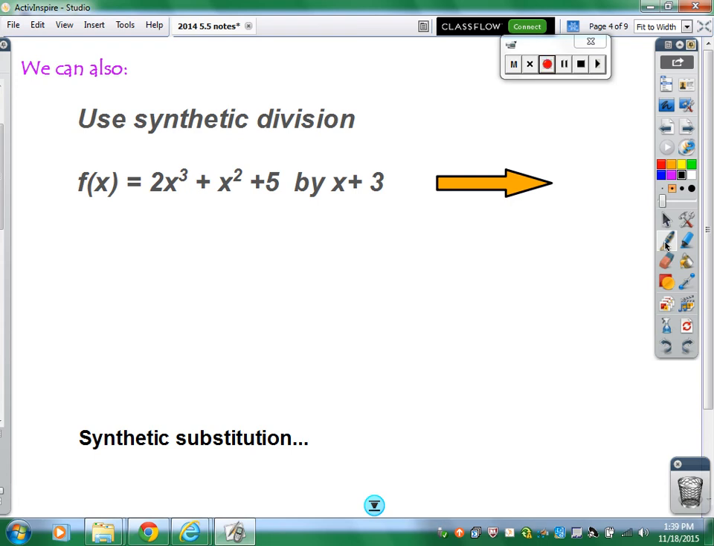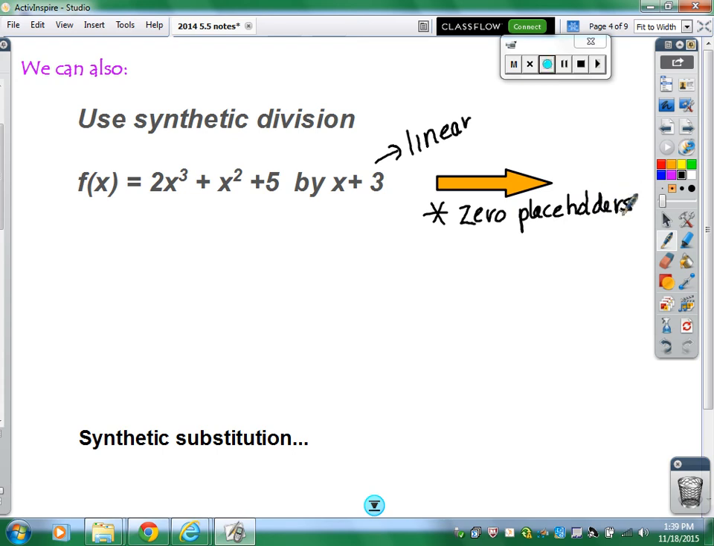But synthetic usually takes the variables out of it. So it's a shortcut process. Now, this has to be a linear term in order to use synthetic. So if this had been x squared plus 3, I couldn't use synthetic. I would have to use long division. All right, so let's set this up. Here again, you still need 0 placeholders in both of our methods, so 0 placeholders are needed.